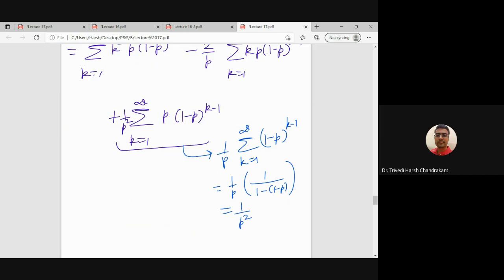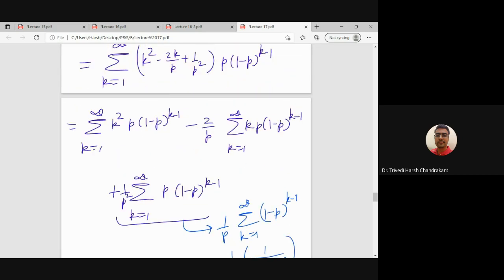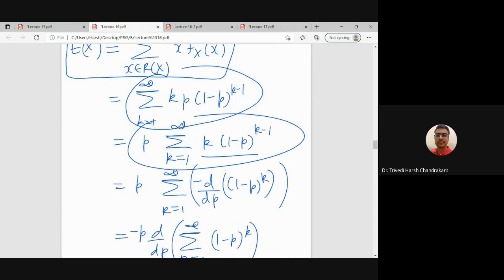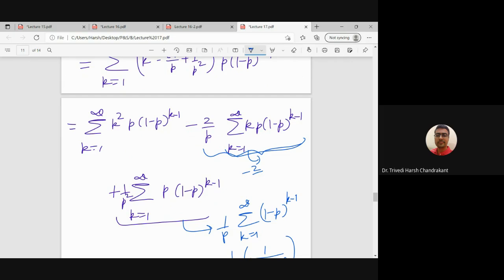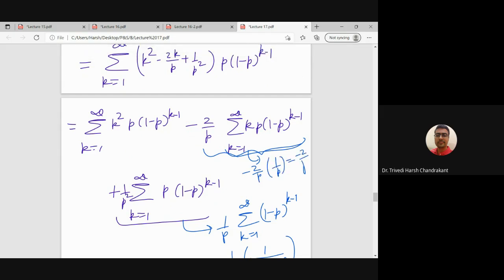So you just check if I make any mistake. Now what is this term? This term we already found in the last class. That is the expectation, and the expectation is 1 by p. So let us directly substitute that here. The whole term is minus 2 by p times the expectation, that is minus 2 by p square, right?